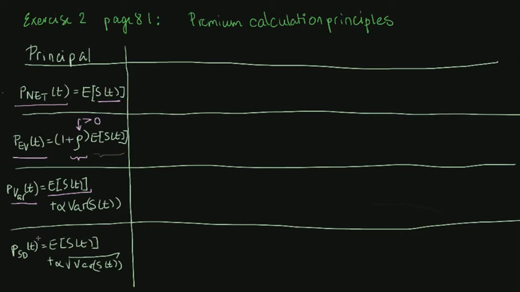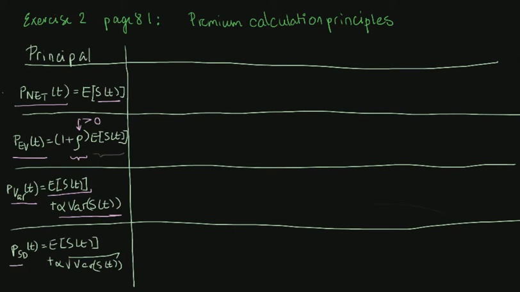So this is what we call the variance principle for premium calculation, where we load the net premium with a constant multiplied by the variance of the claim sizes. So the greater the variance of the total claim size, the less sure we are of our estimate, and the more we will load in this case.